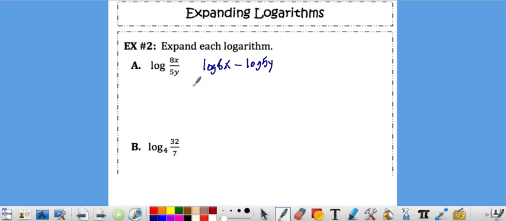You got 8 times x, so this becomes log of 8 plus log of x, and then we'll expand here minus log of 5, and then it would be plus log of y, but we're subtracting the whole quantity. So if you're going to do that, I'd maybe put parentheses around this, and then you go log of y. Alternatively, if you knew you're subtracting both pieces, you could just put a minus in there and you wouldn't need the parentheses, but I'd be okay with this for a final answer.